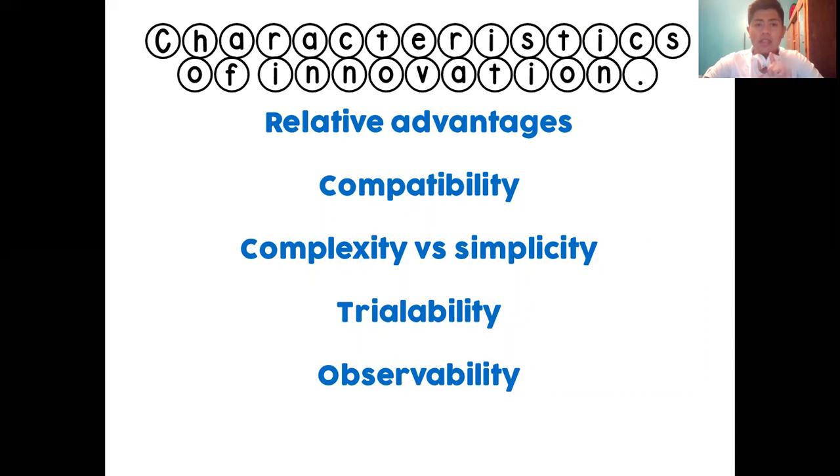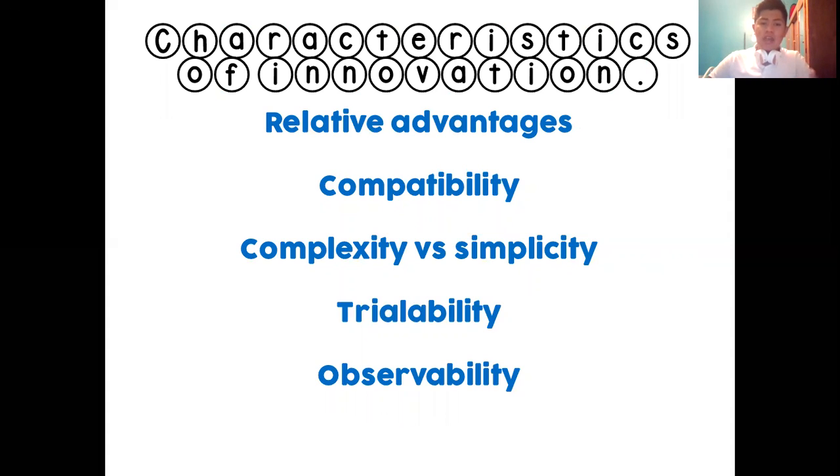The second characteristic is compatibility. We have to take into account the best strategies and the best activities for them to learn in a better way. The third characteristic is complexity versus simplicity. We have to take into account if it is easy for them to learn through the screen or if it is difficult.